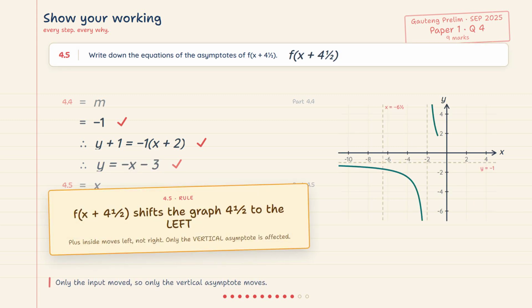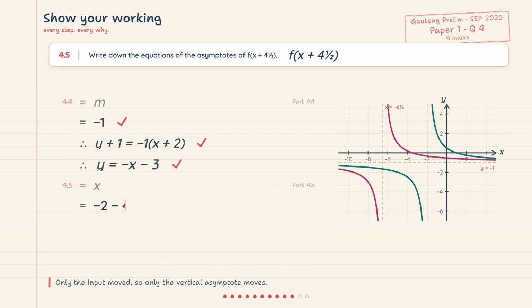A change inside the bracket moves the graph sideways, and it moves it the opposite way to the sign. Plus 4.5 inside means 4.5 to the left. That catches people every year, so here is why. To get the same output as before, x now has to be 4.5 smaller, so every feature slides 4.5 to the left.